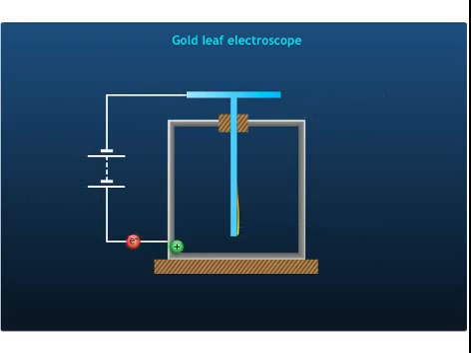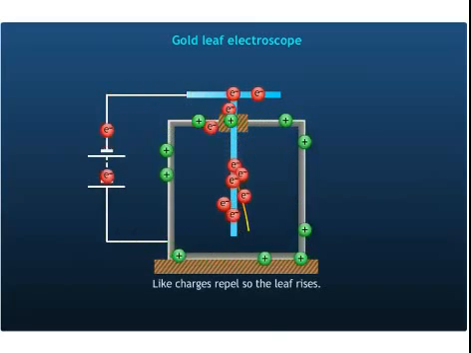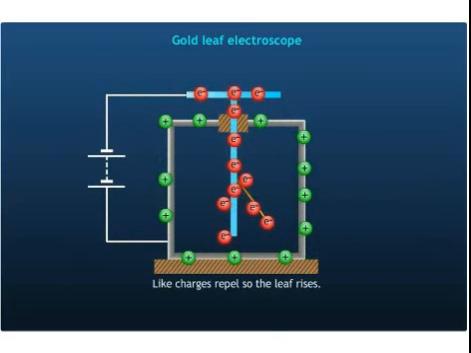When the electroscope is charged up, electrons move onto both the zinc plate and the gold leaf. As like charges repel each other, the leaf rises. Notice that the electroscope case is positively charged.